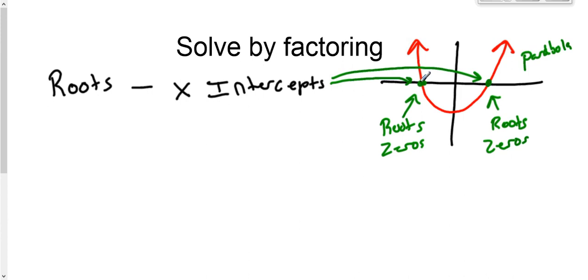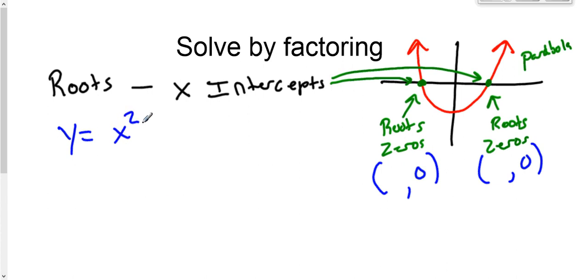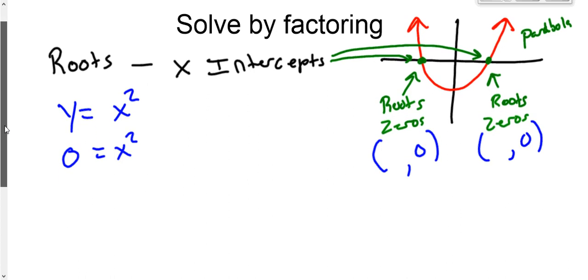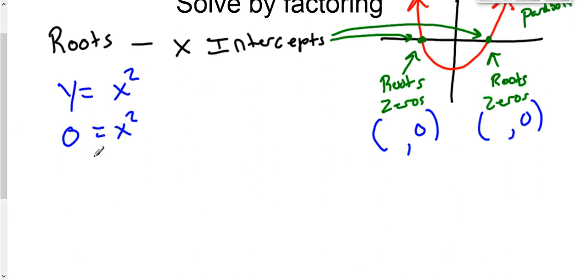The thing is, at both of these locations, the y-coordinate is 0. Since all of our functions have y equals, let's just go with our generic x squared, that's our parent function. 0 for y gets plugged in here, and we solve for it. In order to solve by factoring, we have to have the quadratic equal to 0. That way we can use this thing called the zero product property.